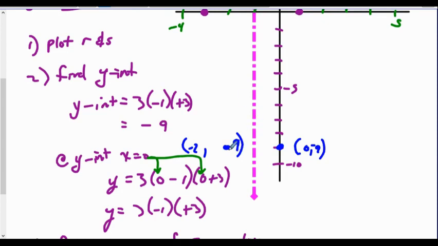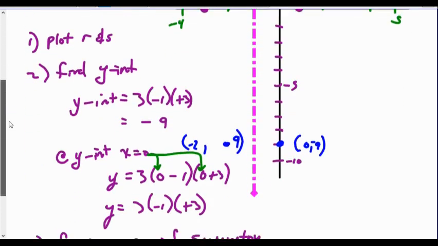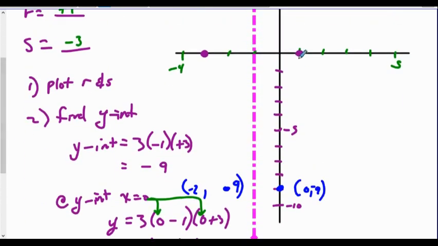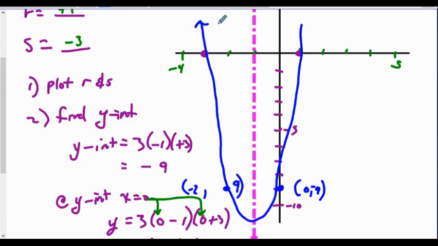Okay, so I've got that there, and that one there, and that one there. I've got a couple points on here. I can now draw a half decent curve. I know this is going to come down, go through this, bottom out somewhere here and then come back up, the mirror to that. There it is, just like that.